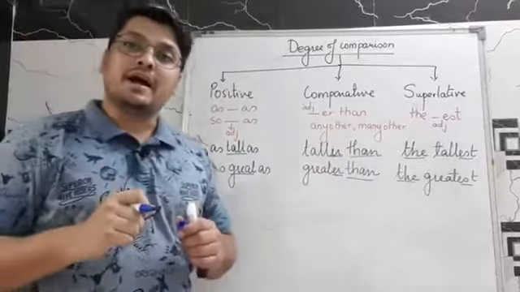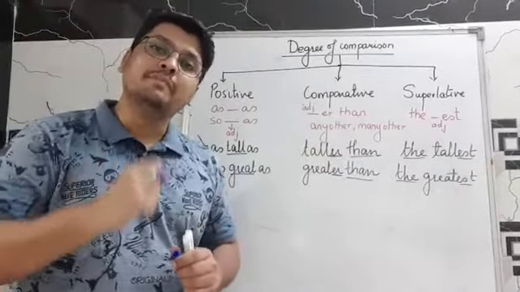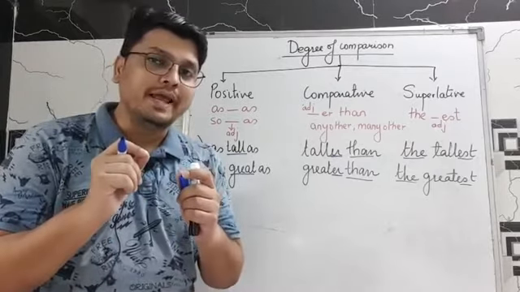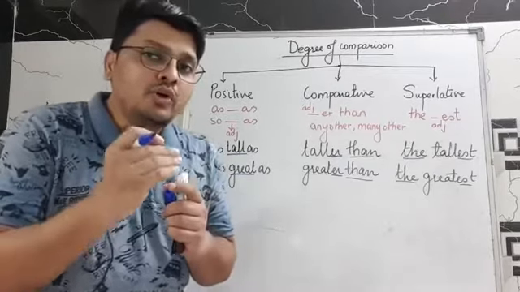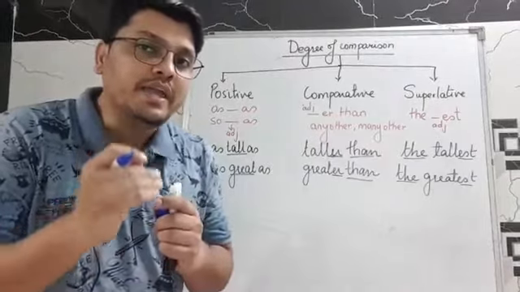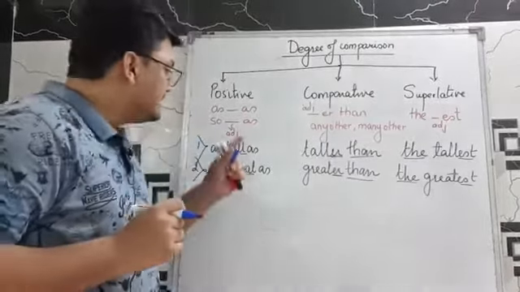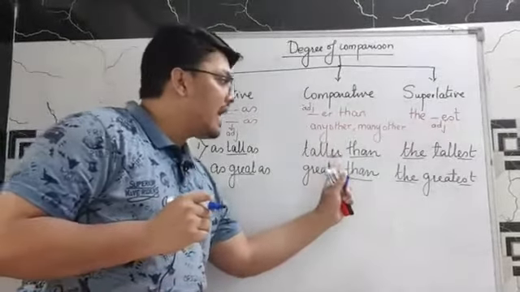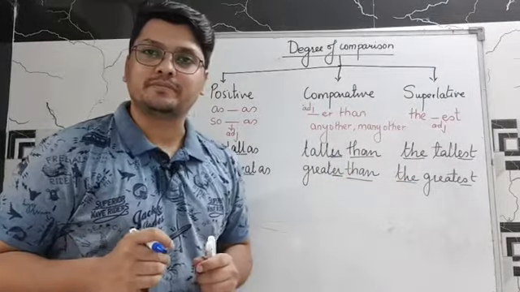Students, this is my one syllable adjective. Whenever you come across a one syllable adjective, the other two degrees will turn into er and est. So you can see here how tall became taller and how taller became tallest.